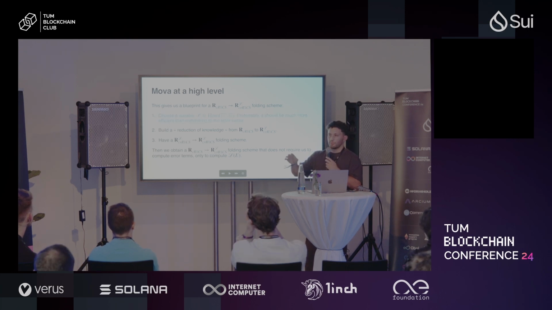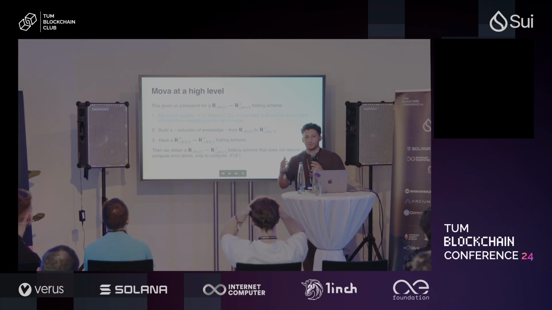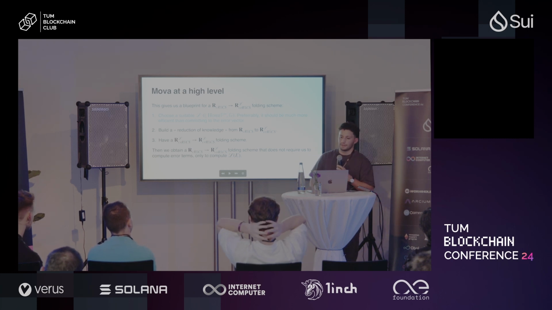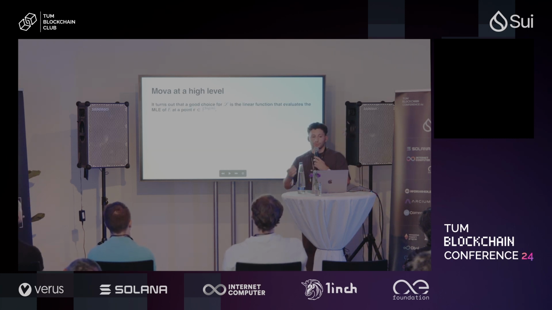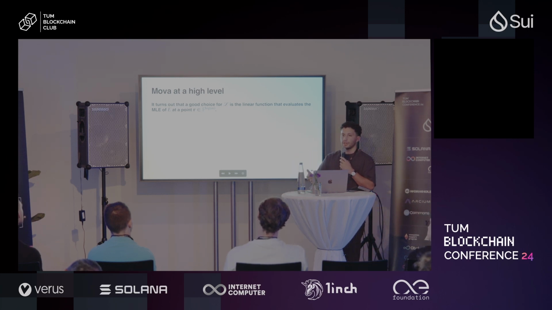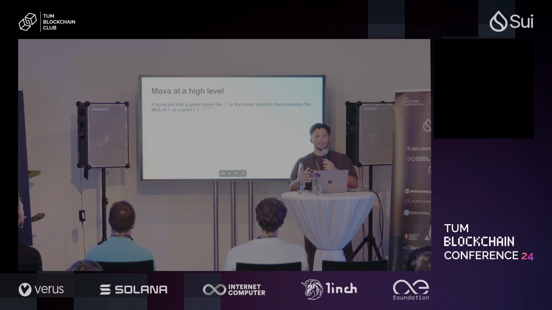So let's just go point by point. We need to choose a suitable additively homomorphic function. It turns out that a good choice is to choose the linear function that evaluates the multilinear extension of the vector at a random point. And this is useful for a variety of reasons. I'm going to try to give you an idea of why it's the useful function in this case.